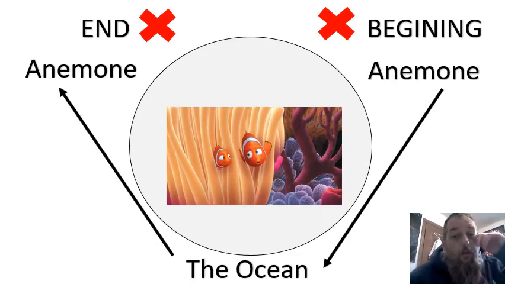In Finding Nemo, we start in the anemone and we end in the anemone and then Nemo goes to school. But most of the time is Marlin and Nemo away from home in the open sea and the ocean.